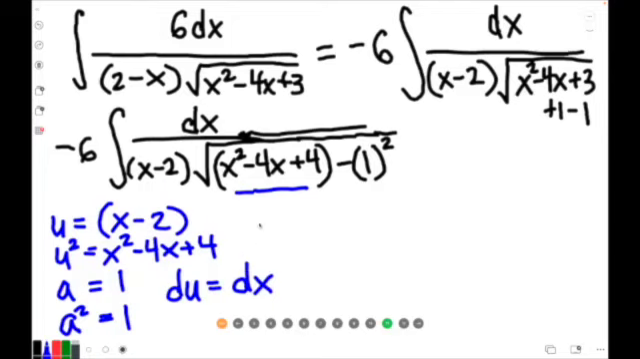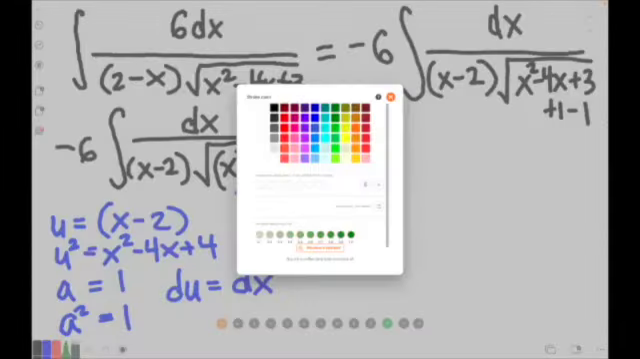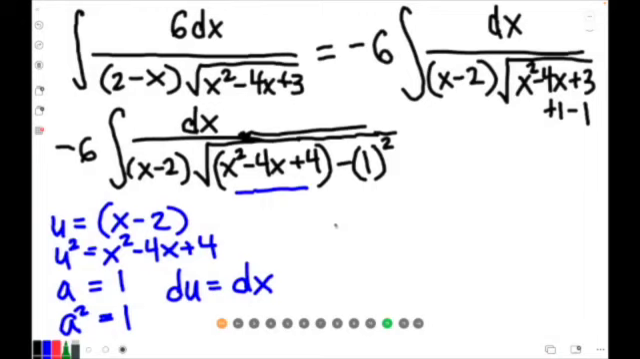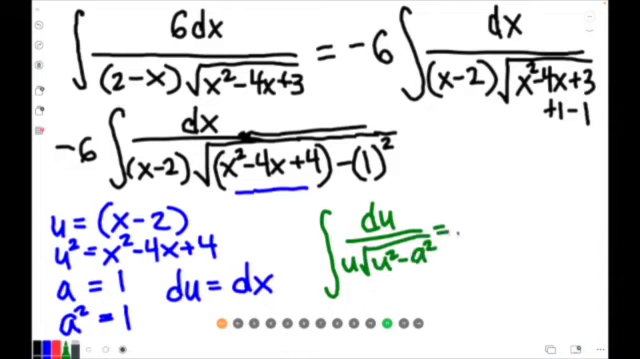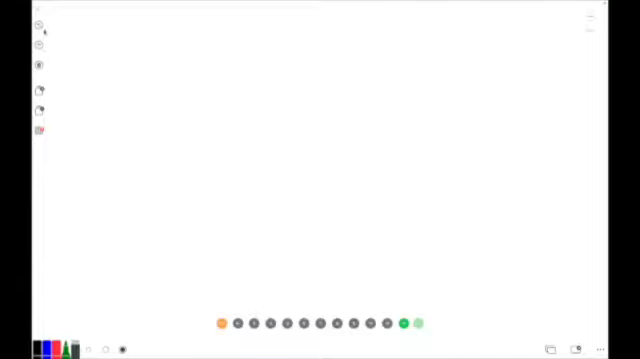Okay, so now applying this, and we already said that the pattern we want is du all over u times the square root of u squared minus a squared, that will be equal to 1 over a arcsecant of u over a plus c. So now let's go to the next page and substitute everything.